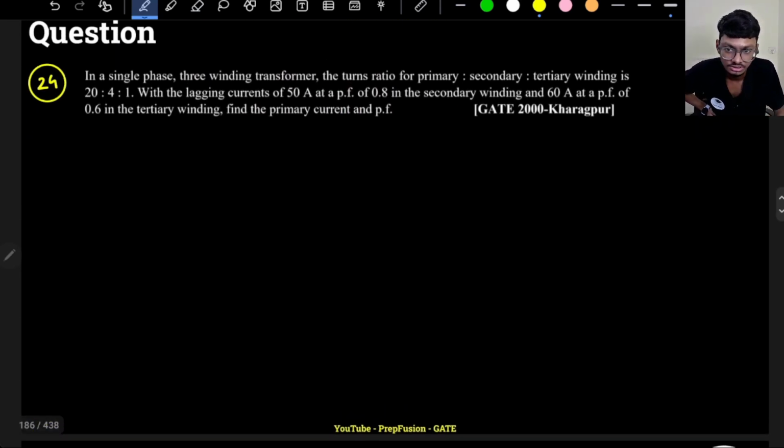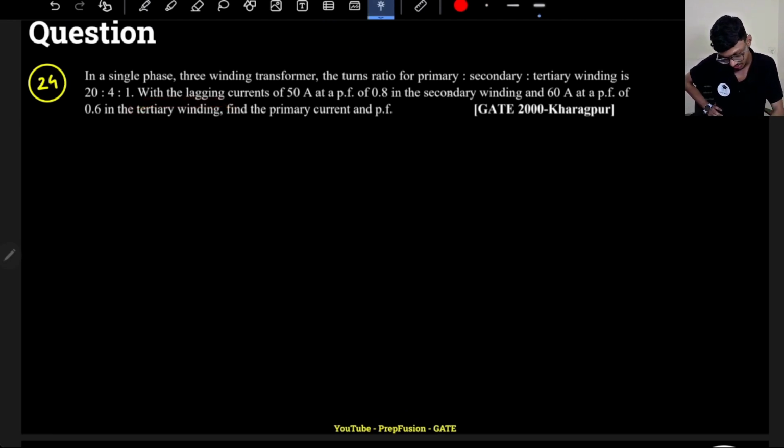Let's now solve the last question of today's lecture. So we have a 3 winding transformer. The turns ratio of primary, secondary, tertiary is given like this. Lagging current 50 ampere at the secondary and 60 ampere at the tertiary winding. Find the power factor of the primary current.